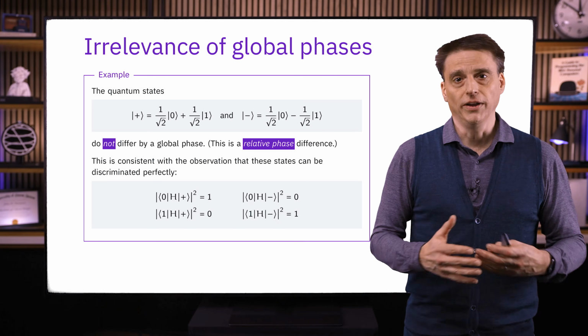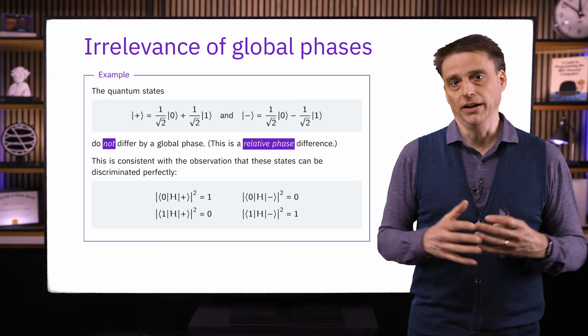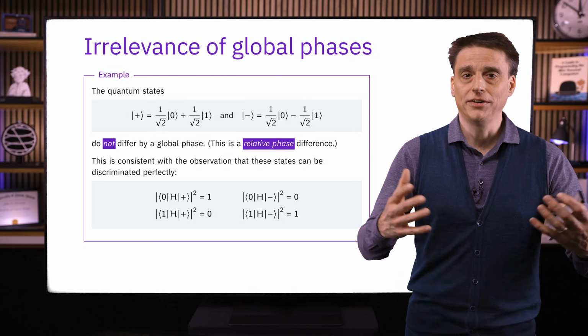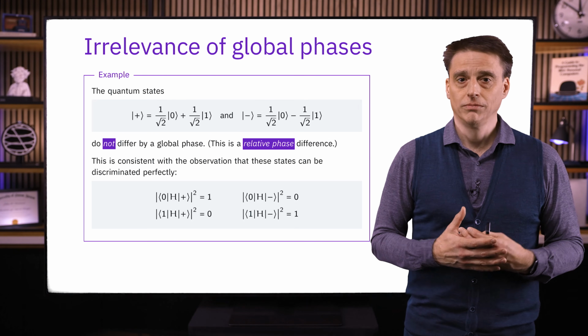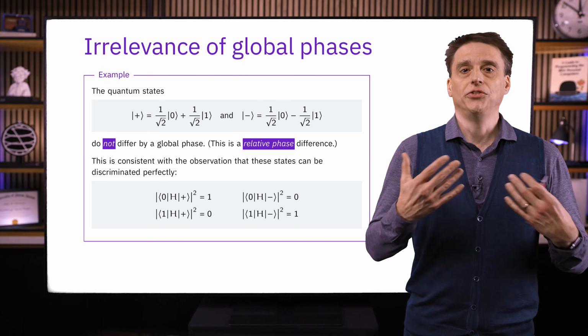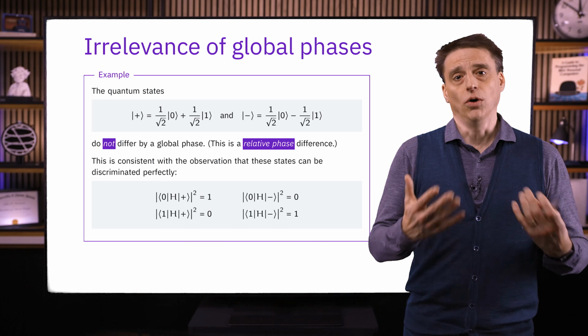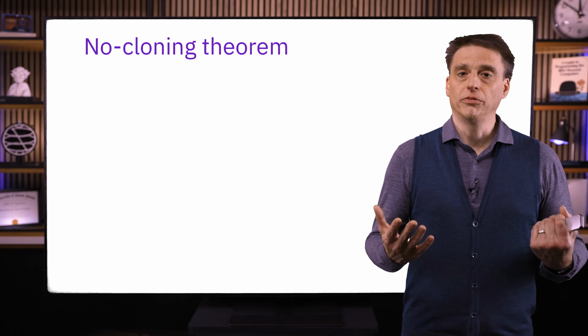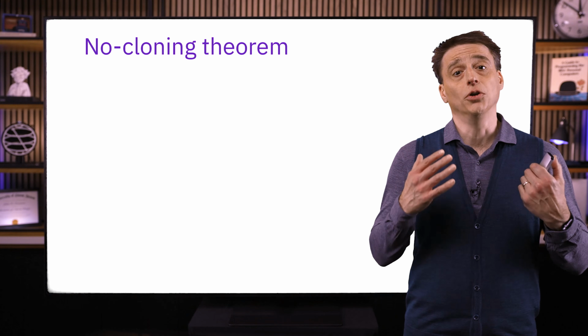That's different from a global phase because we're not multiplying the entire vector by a complex number. And this is consistent with the fact that we can tell the difference between these states. In particular, if we apply a Hadamard operation and then measure, we'll see a 0 if the state was a plus state and a 1 if the state was a minus state. The next limitation of quantum information that we'll see in this lesson is the no-cloning theorem.